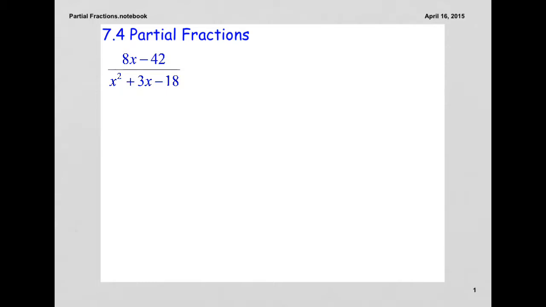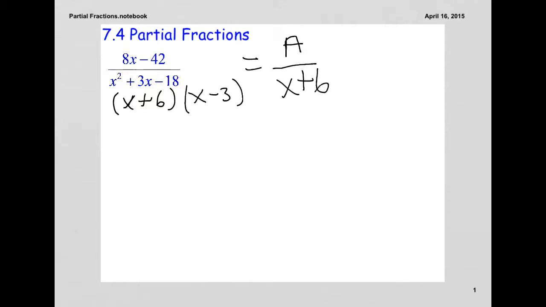Well, x squared plus 3x minus 18 factors as x plus 6 times x minus 3. Now, those two factors will become our two denominators on our new fractions. So we don't know what the numerator is. So we'll call the first one A, and we'll use our first factor, x plus 6, plus call the second numerator B, and go ahead and use the second factor as the next denominator.